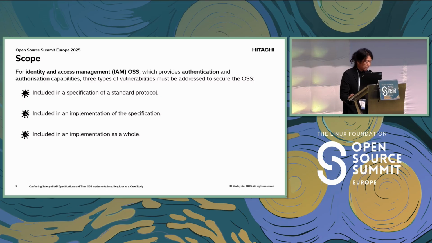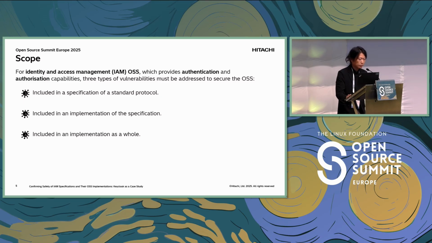For identity and access management, IAM, open source software that provides authentication and authorization capabilities, I think there are three types of vulnerabilities that we need to identify and address. The first type is included in the specification itself, the second type is included in the implementation of this specification, and the third type is included in the implementation as a whole.